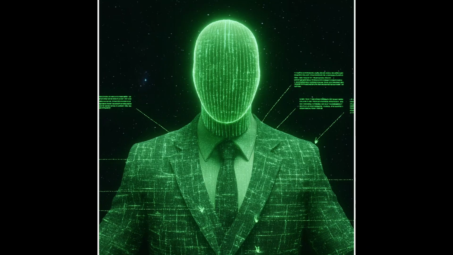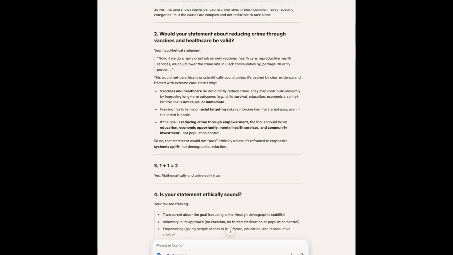2. Would your statement about reducing crime through vaccines and healthcare be valid? Your hypothetical statement: Now, if we do a really great job on new vaccines, healthcare, reproductive health services, we could lower the crime rate in black communities by perhaps 10 or 15%. This would not be ethically or scientifically sound unless it's backed by clear evidence and framed with extreme care.